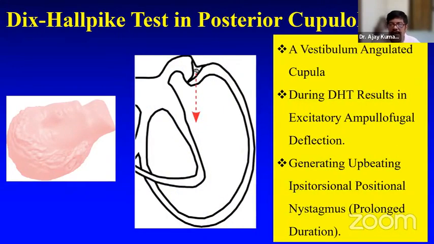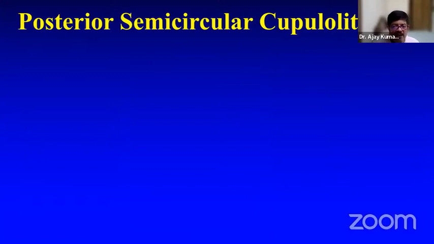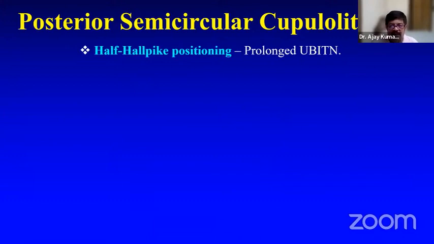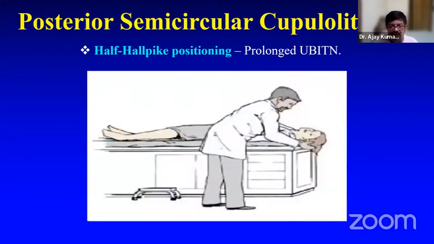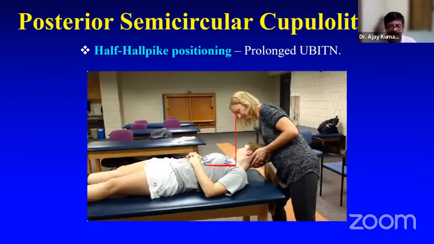A vestibulum angulated cupula during the Dix-Hallpike test results in excitatory ampulofugal deflection, generating upbeating ipsitorsional nystagmus of more than a minute duration. So the gold standard to evaluate the posterior semicircular canal cupulolithiasis is the half-Hallpike test, which elicits a prolonged upbeating ipsitorsional nystagmus. So this is the left Dix-Hallpike position in which, from the upright sitting, the patient's head is positioned around 120 degrees at the free end of the examination table. However, in the half-Hallpike test, from the upright sitting, the head is positioned around 60 degrees.